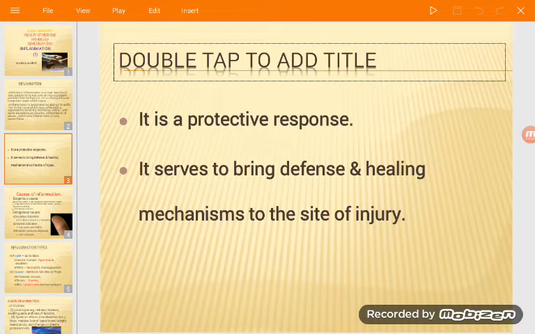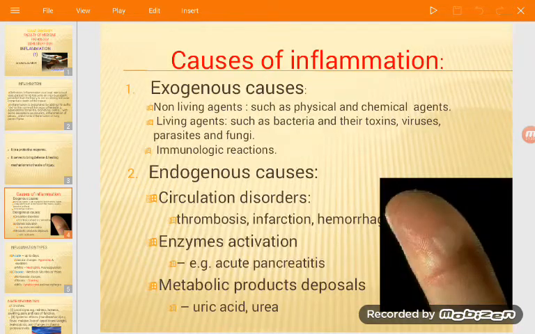As I said, inflammation is a protective response. It is a defense aimed at removing the injurious agent and promoting healing. It occurs at the site of injury.